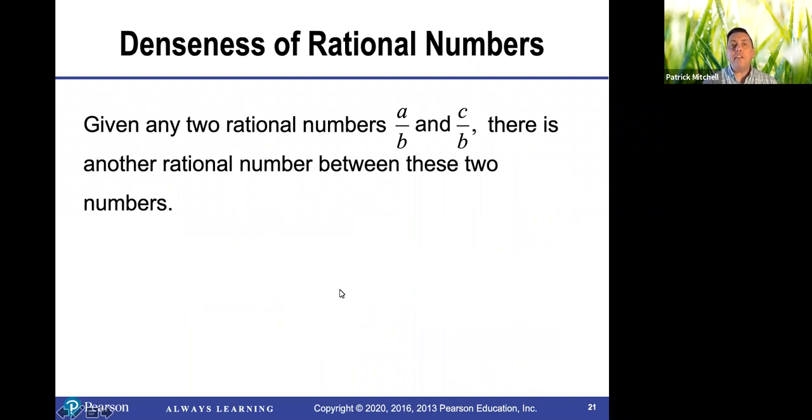This is called the denseness or density property of rational numbers. And you don't have anything like this with whole numbers or integers. So this is a really fascinating property of rational numbers. Given any two rational numbers, a over b and c over b, there is another rational number between these two numbers. I don't care how close together these fractions are, you can always find another fraction between them. Right now we're just talking about fractions that have the same denominator. In a little bit we'll talk about how to do it when the denominators are different.